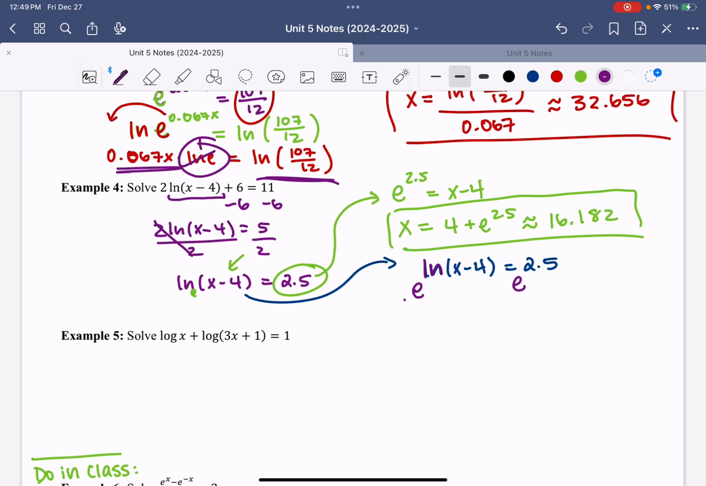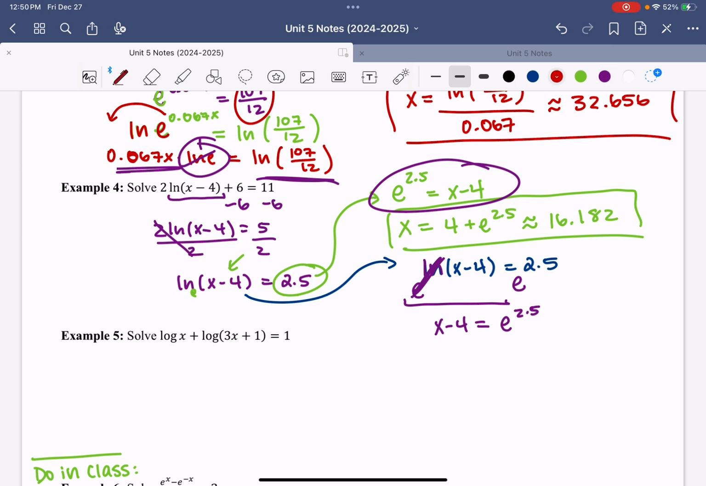And what's nice about this now is I know that e to the natural log, those undo each other, so we are left with just x minus 4, and then I have e to the 2.5 power. I have the same thing that I did when I converted it into its exponential form. So again, we get to the same place, just that the operation is a little bit different between those.